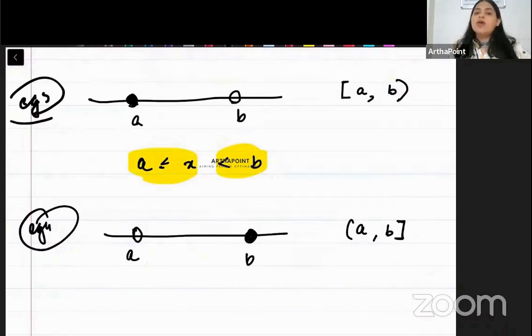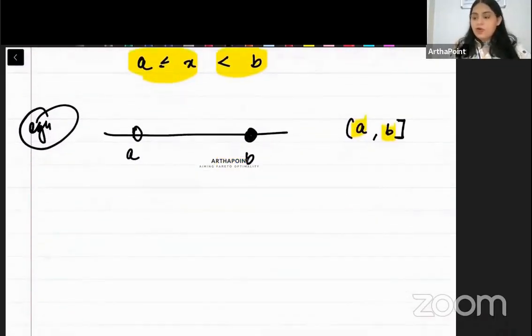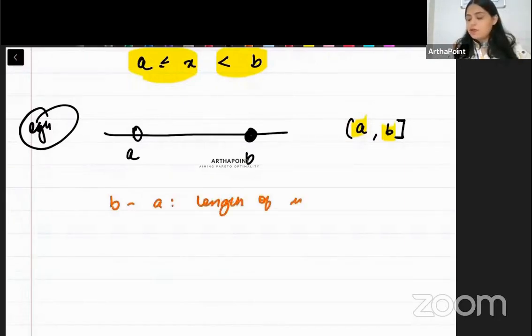These are your intervals. The difference between upper and lower, that is called the length of the interval. So B minus A is called the length of interval. Right? Clear?